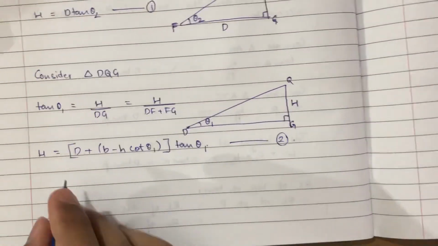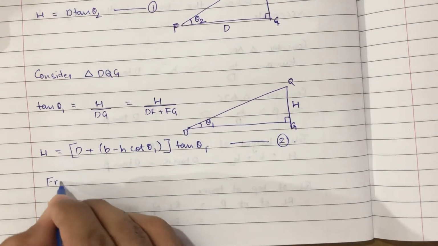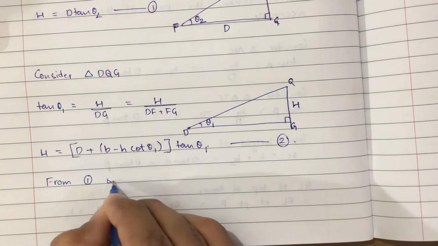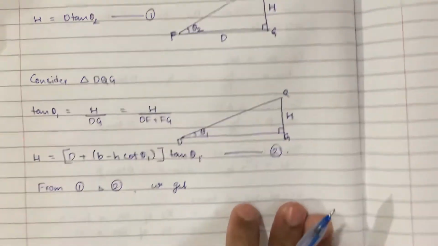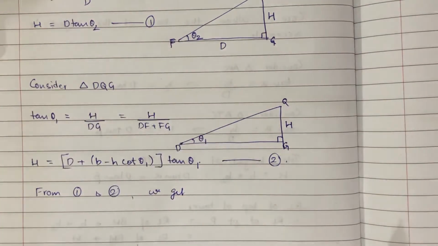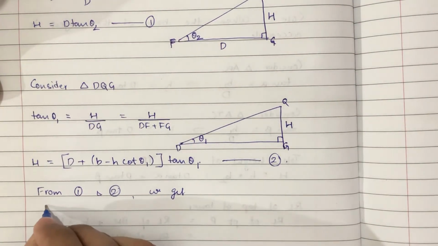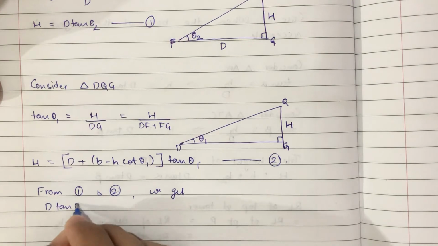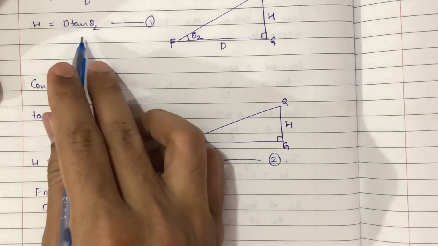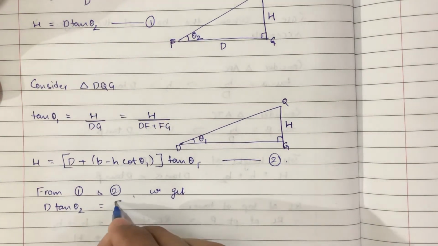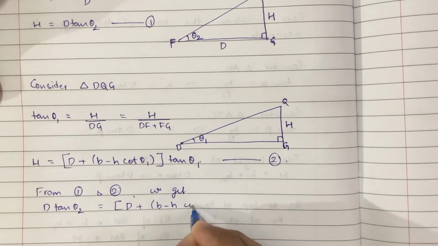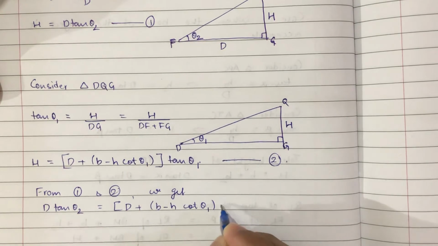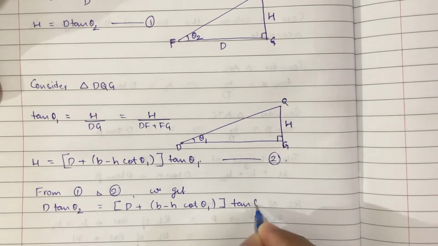Now if we consider these equations 1 and 2, both are equal to h. So we can write this as d tan theta 2 is equal to d plus b minus h cot theta 1 into tan theta 1.